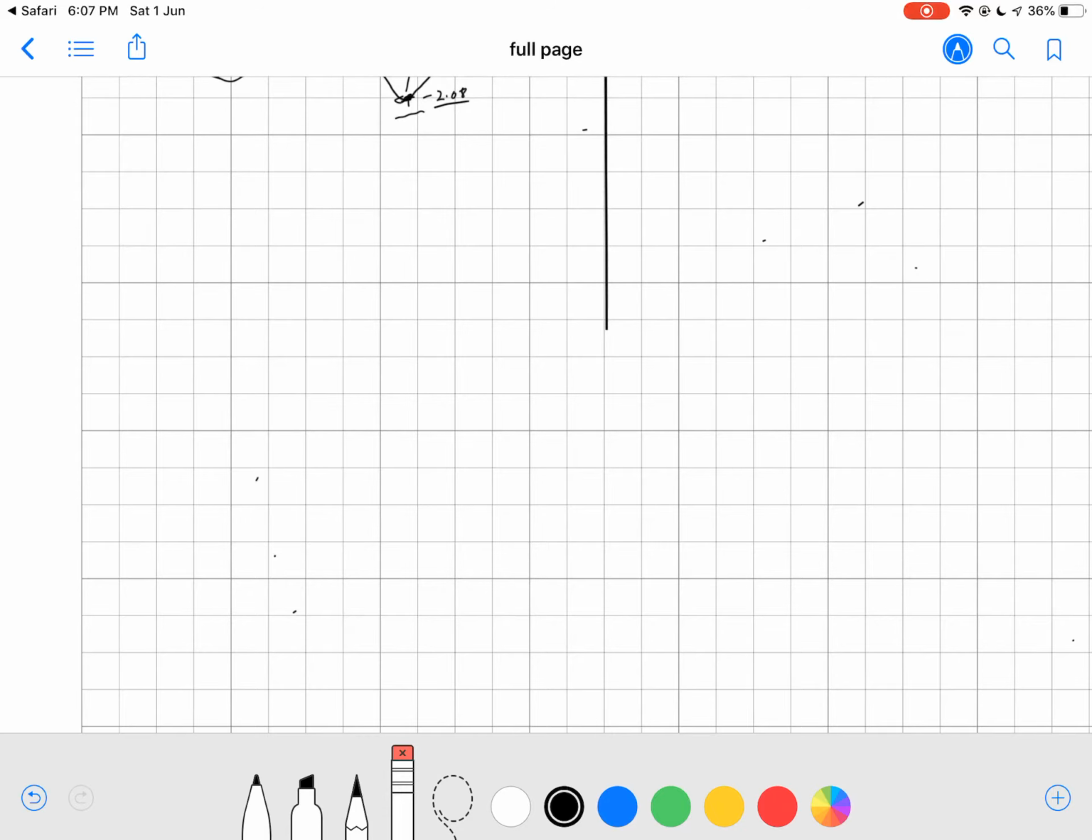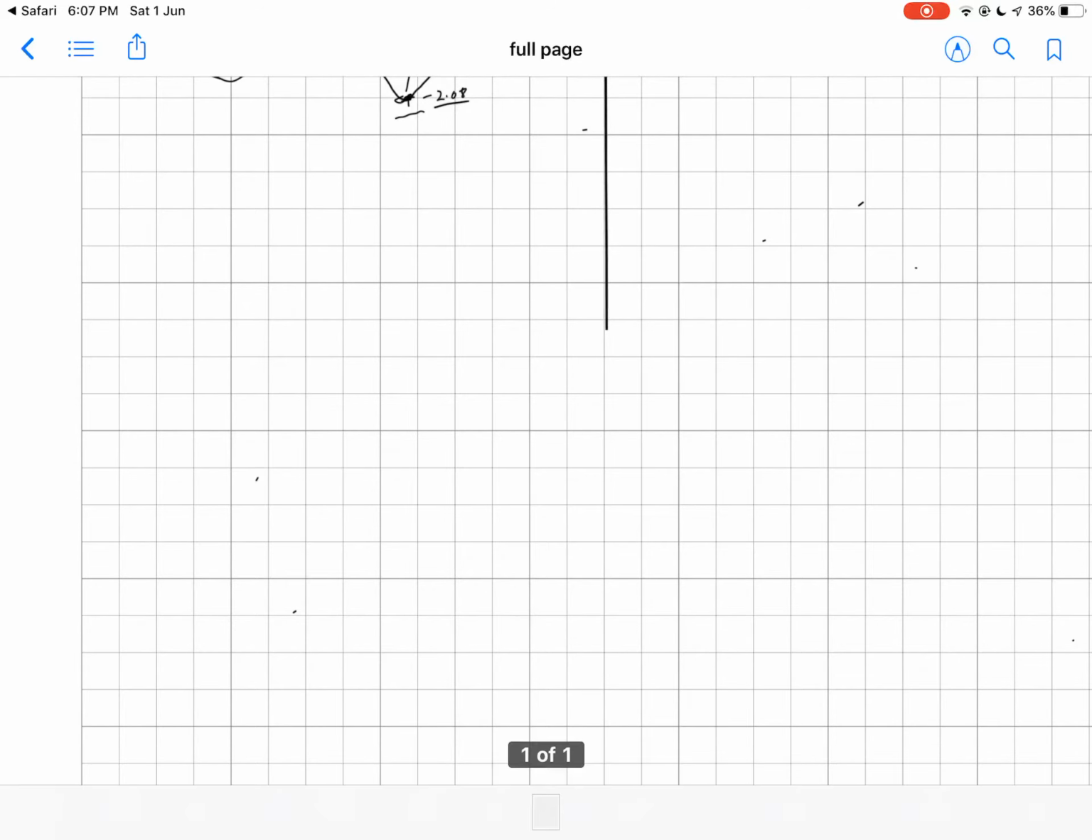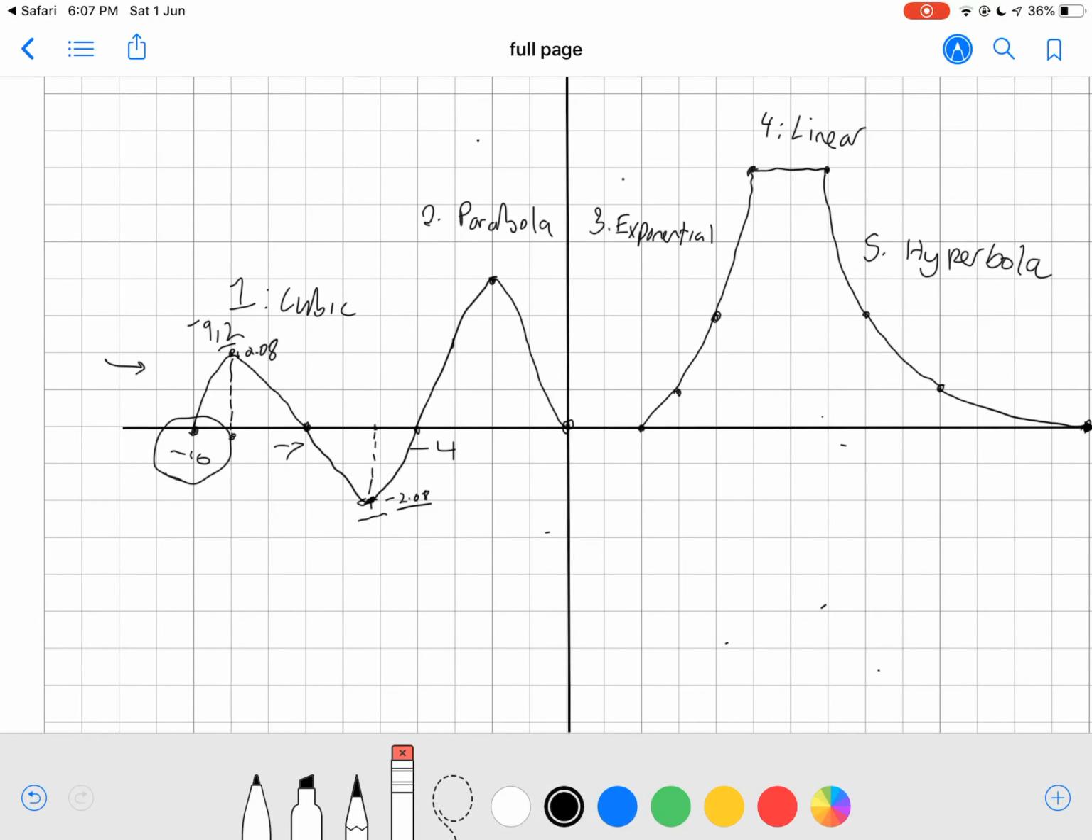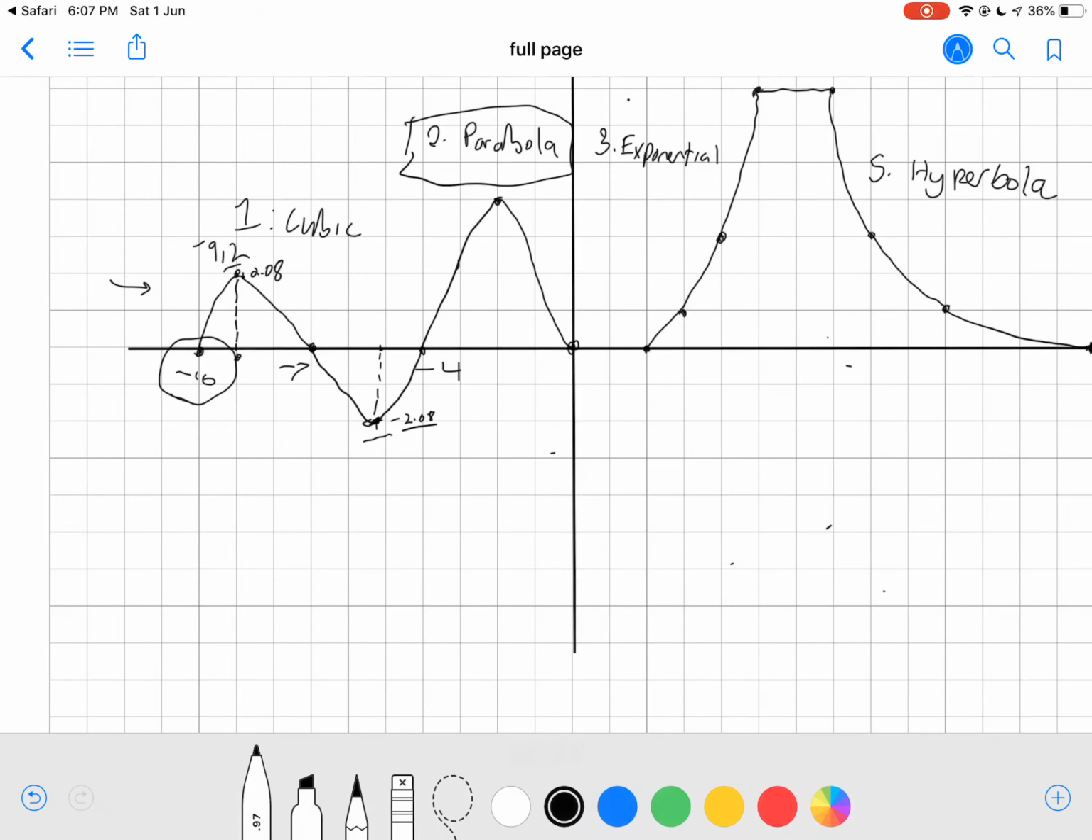Alright, so now we're moving on to the parabola. That's part 2, the parabola part of the equation. We know the vertex, at this point right here, that's negative 2, 4. And we have the x-intercepts, which are negative 4 and 0.